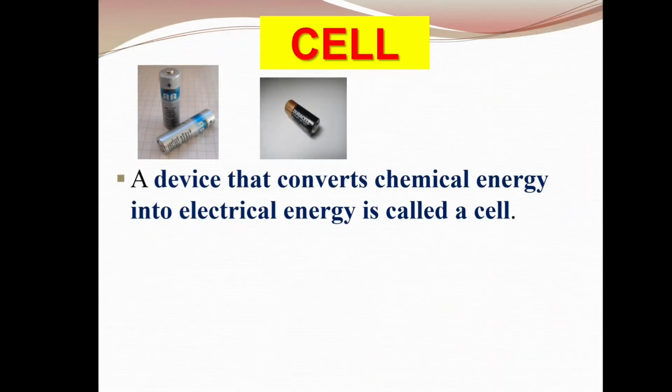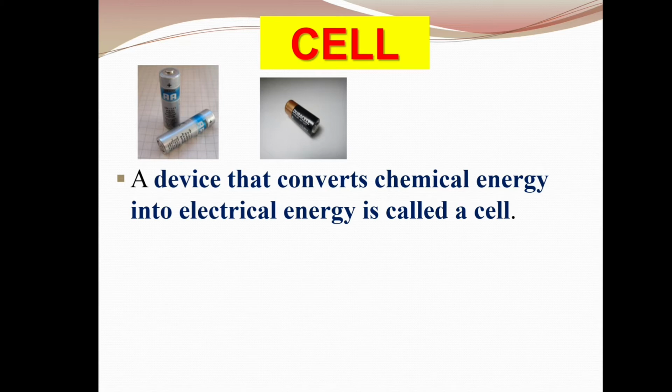Cell: a device that converts chemical energy into electrical energy is called a cell. So, first of all, what is chemical energy? Chemical energy is the energy stored in the bonds of chemical components, that is, the energy stored in the bonds of chemical components such as atoms and molecules. Chemical energy may be released due to a chemical reaction. Often, it is released in the form of heat.